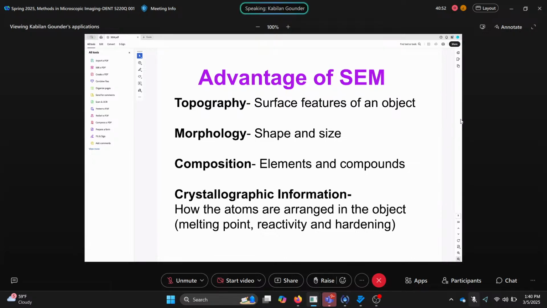Not only the structure you can analyze, but also you can measure the elements and compounds, how they were deposited on the surface. That also you can analyze using the scanning electron microscope. Also, the X-ray crystallographic technique will help you see how the atoms are arranged in the object. That's melting point, reactivity, and hardening.